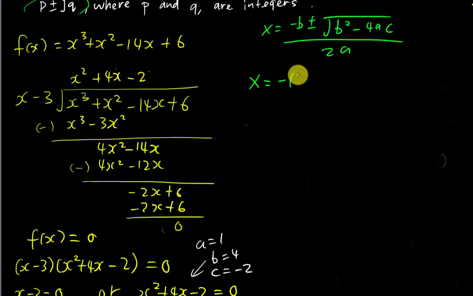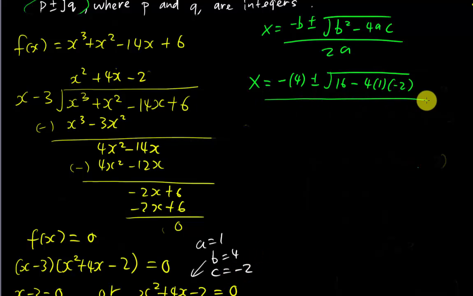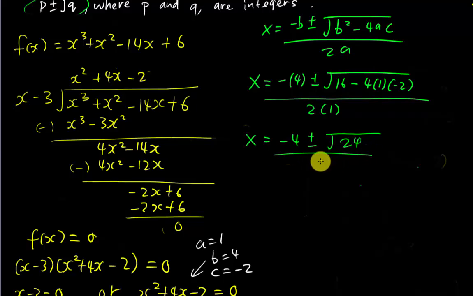So with negative 4 plus minus square root, b squared is 4 squared, which is 16, minus 4, my a is 1, my c is negative 2, divided by 2a, a is 1. Alright, then I'm going to solve this one. This is negative 4 plus minus square root 16 plus 8 is 24, divided by 2.